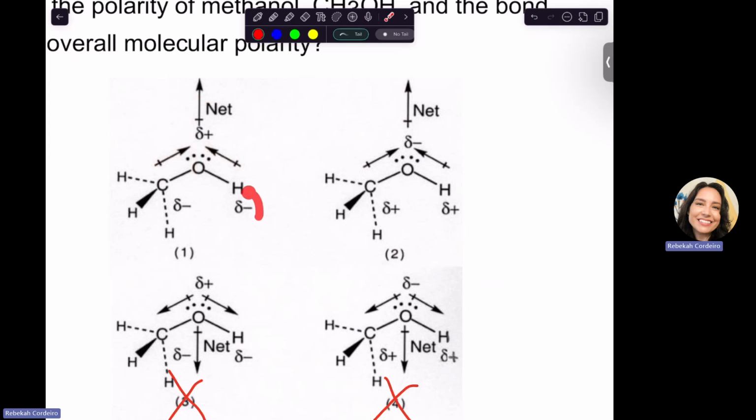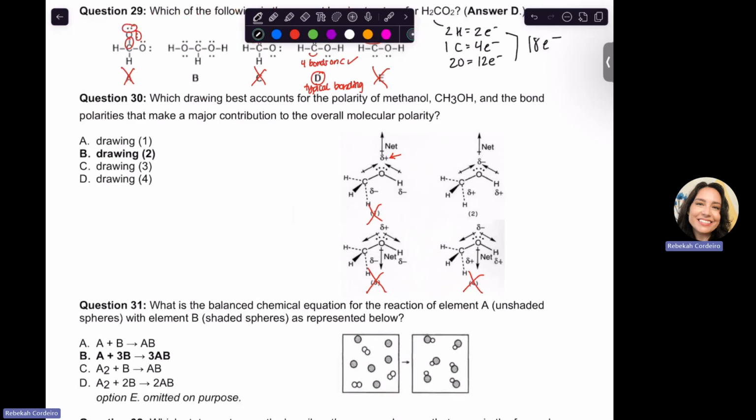Now we have to decide, the only difference is these partial charges. If the oxygen is pulling all the electrons, will it be partially positive or negative? It's going to be negative. So this one is wrong because this should be negative. Because if it's pulling electrons, it's going to be more negative. So that means that we're looking at option 2.